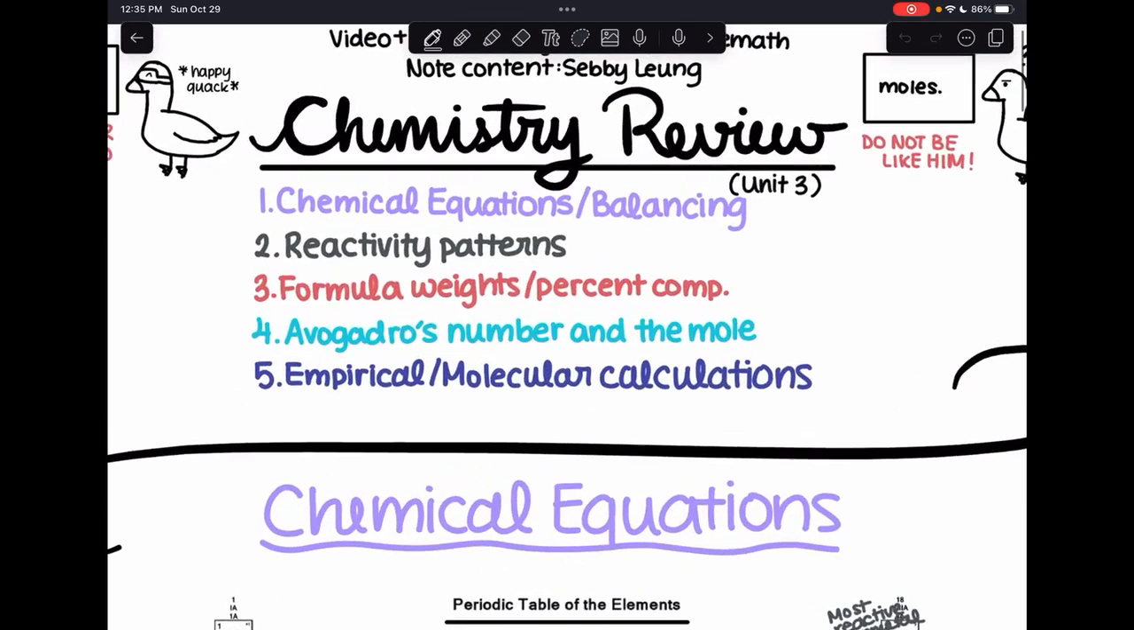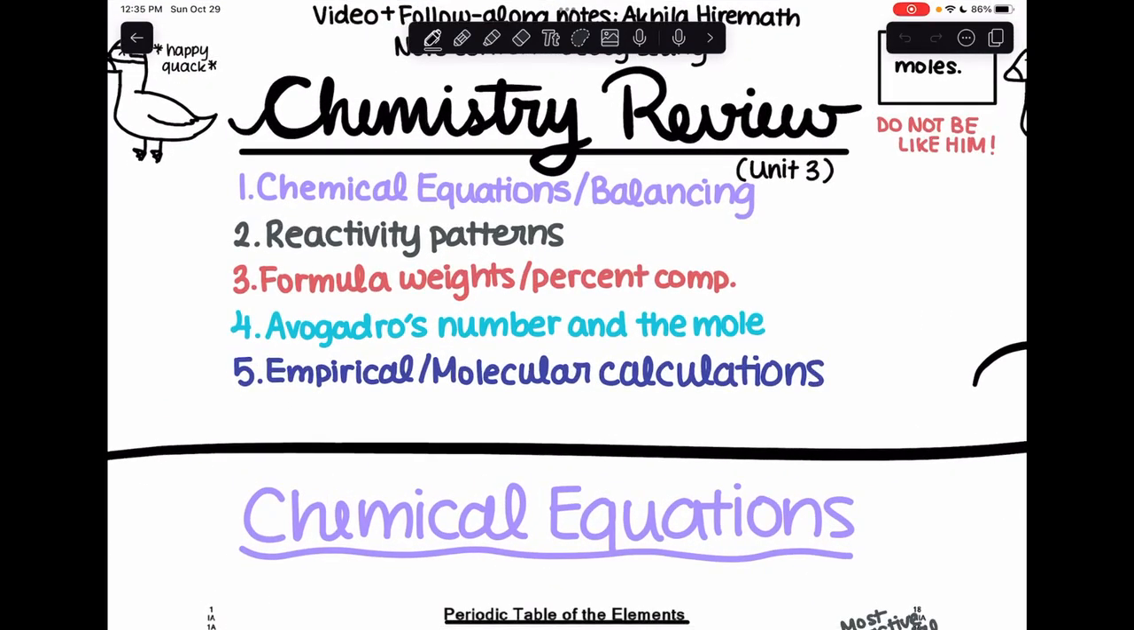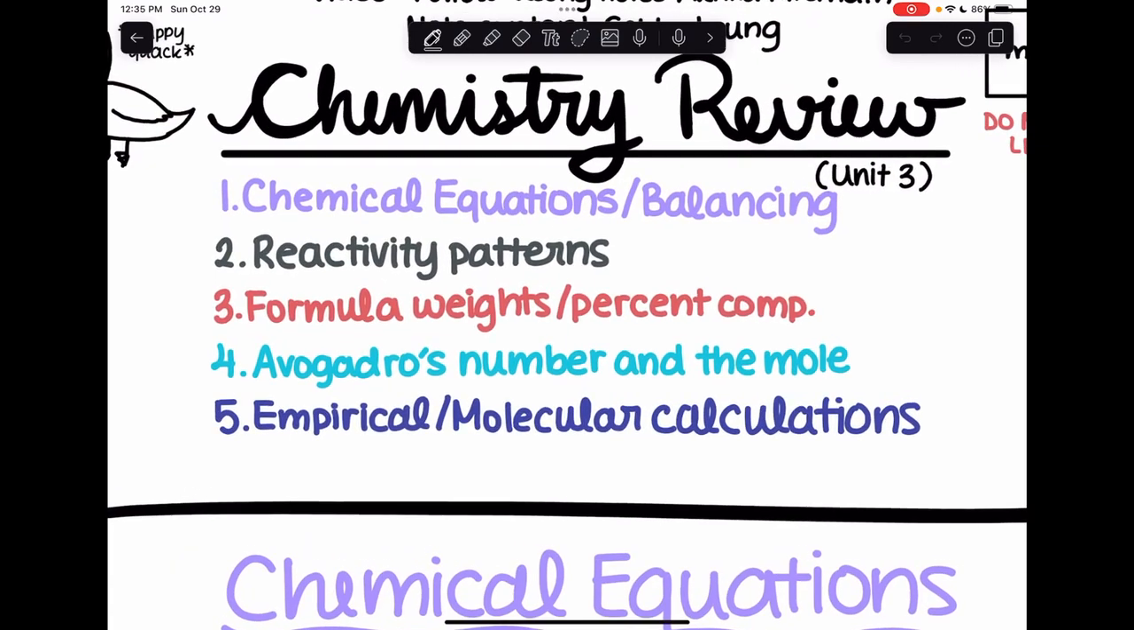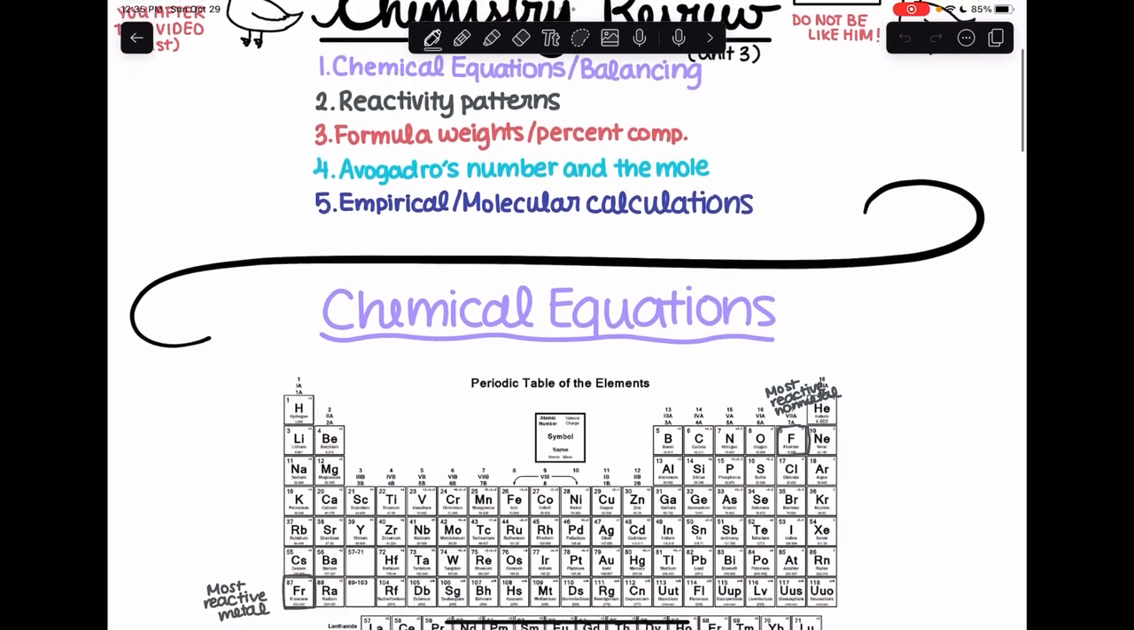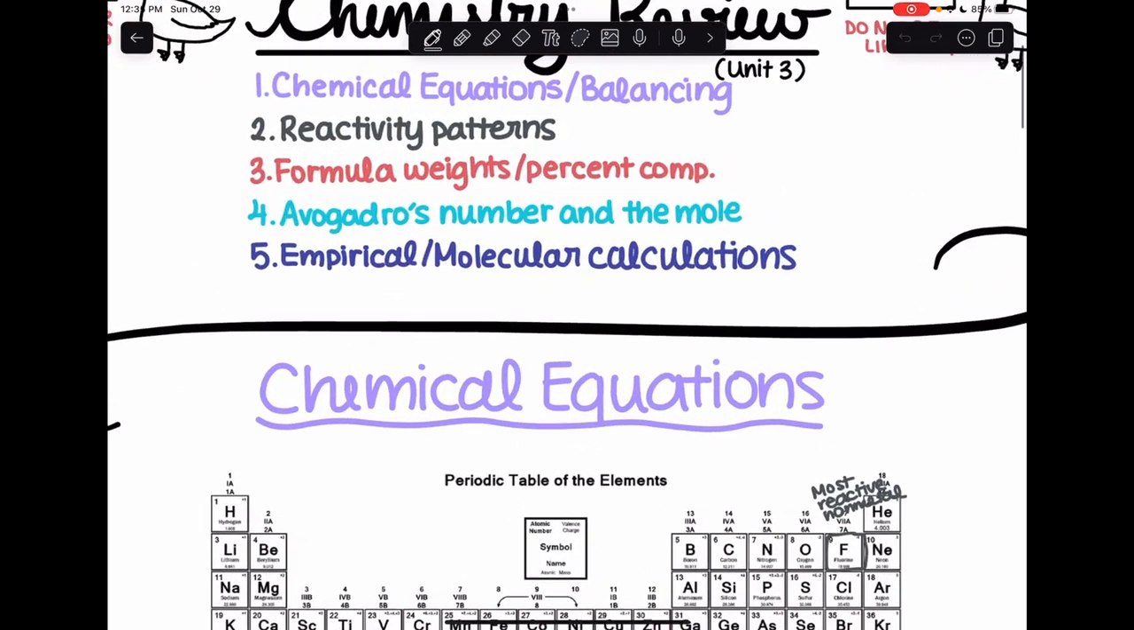Hey guys, welcome back. In the last part 1 video, we just talked about chemical equations and balancing and reactivity patterns. Now we're going to get into all the math stuff with formula weights, percent composition, Avogadro's number and the mole, and empirical and molecular calculations. So let's just quickly get into this and we're going to start solving immediately.